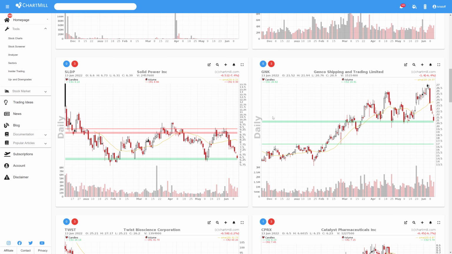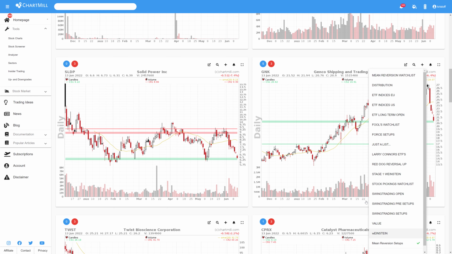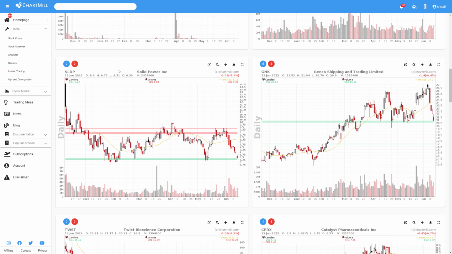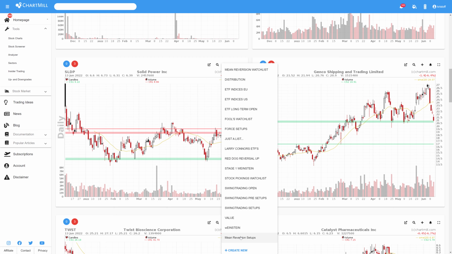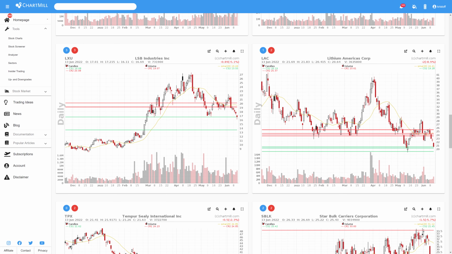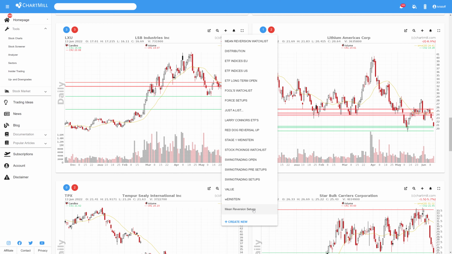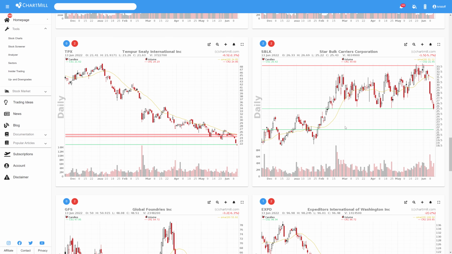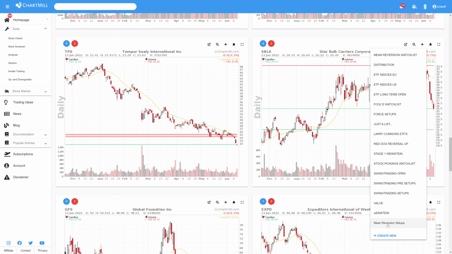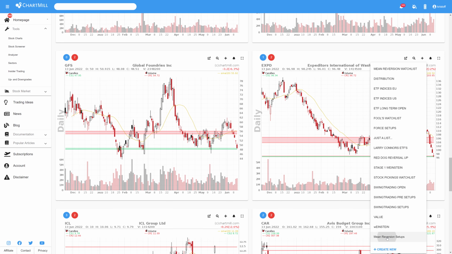So I'm going to add some of these stocks to a personal watch list. Click on the plus sign, create a new watch list. I'm going to call it the mean reversion setups, enter. Now GNK is added. I'm also going to add SLDP, Solid Power, to the mean reversion setups. Scroll down. LSB Industries is another one. Nice doji candle also. So adding to the mean reversion setups. This one, and this one. Okay.